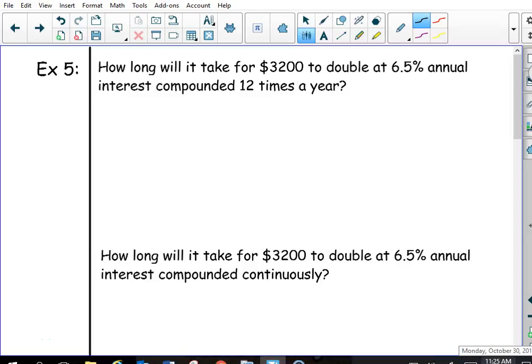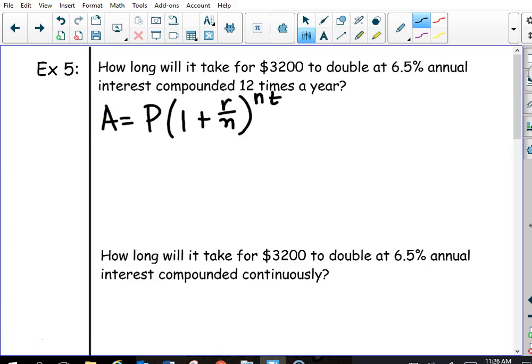Okay, on to some application problems. First one asks, how long is it going to take for $3,200 to double at 6.5% annual interest compounded monthly, 12 times a year? Our formula is A equals the ending amount, P the starting amount, the principal, times (1 plus r over n) to the nt. And we're going to fill in the numbers here.